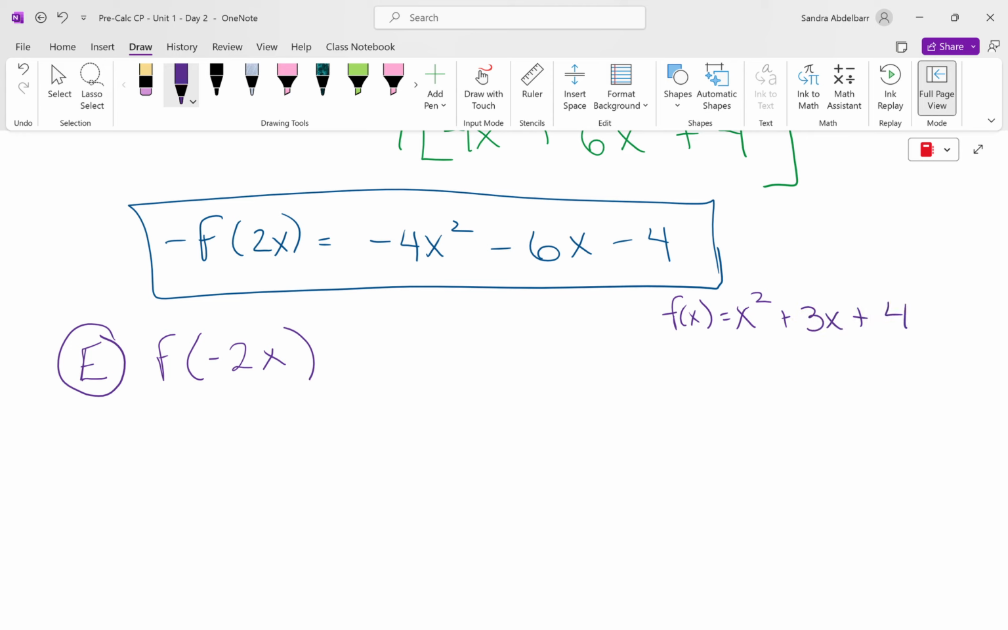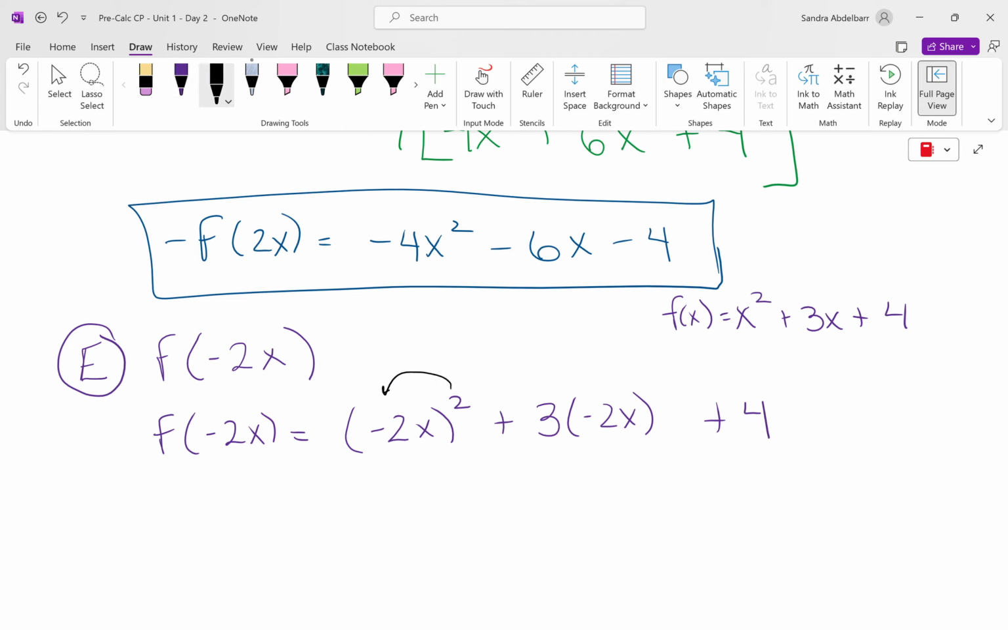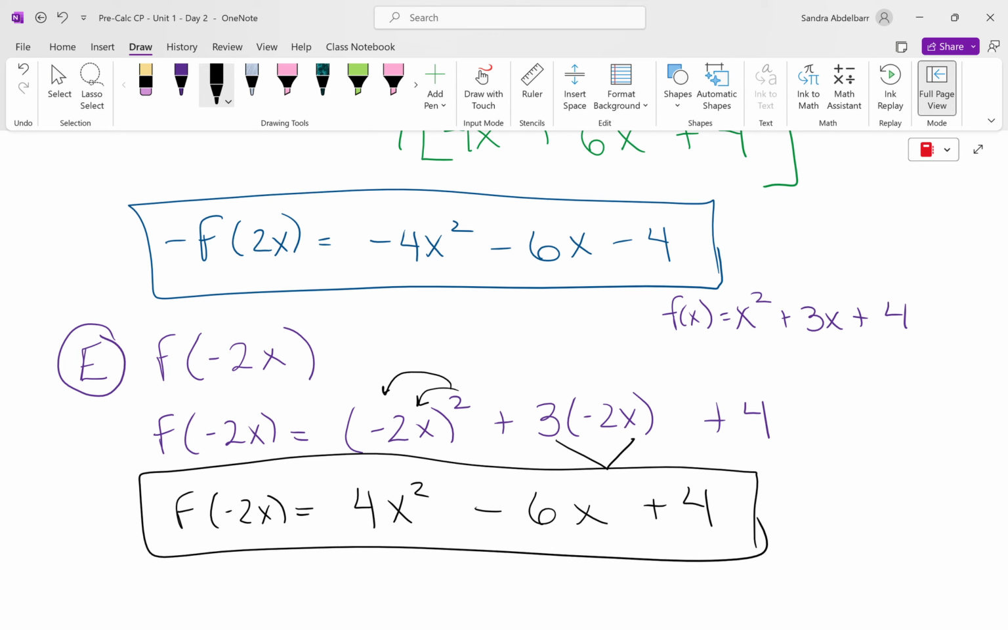F of x is equal to x squared plus 3x plus 4. We're going to now substitute in -2x. So this is going to be (-2x) squared plus 3 times -2x plus 4. We can absolutely distribute in that exponent. What's -2 squared? Nico? 4. Good. So f of -2x is going to be positive 4x squared. 3 times a -2x is a -6x. So I'm just going to write -6x plus 4.